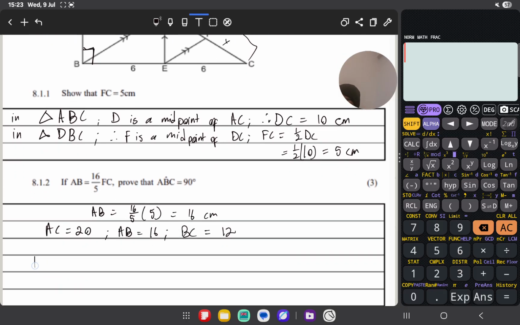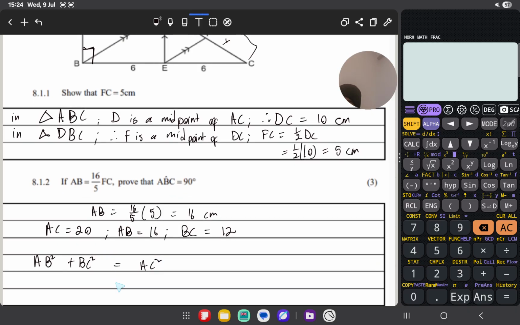If we apply the theorem of Pythagoras, let us see. AB squared plus BC squared has to give me AC squared. If I substitute, AB is 16 squared plus BC, which is 12 squared, which equals 400, which equals 20 squared, which equals AC squared. Do you see it?